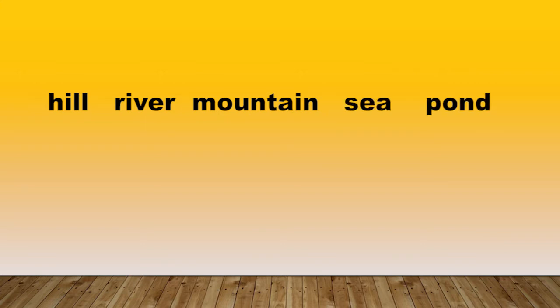There are different land and water features. Think about it. What do you think are some of the land and water features in our country? Do you remember some of the things that were mentioned before? Let's see. So we said the hill, river, mountain, sea, and pond. Do you know any other? Yes, waterfall and valley. Very good.